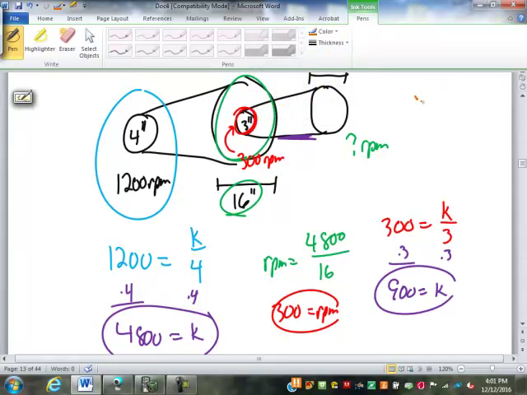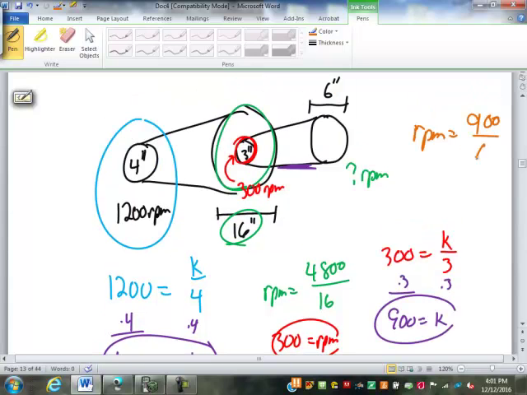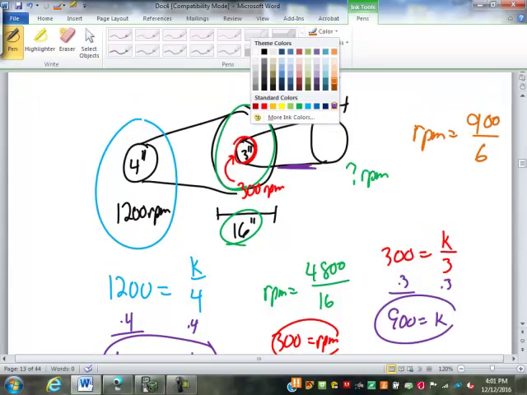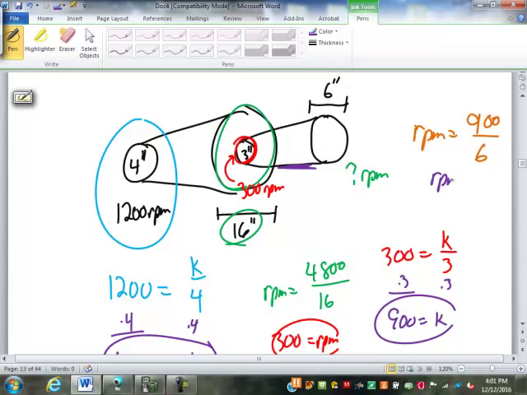So the RPM here equals 900 divided by the diameter. That one is 6, right? So 900 divided by 6, the RPM is 150 RPM for that last pulley. Any questions? Okay.